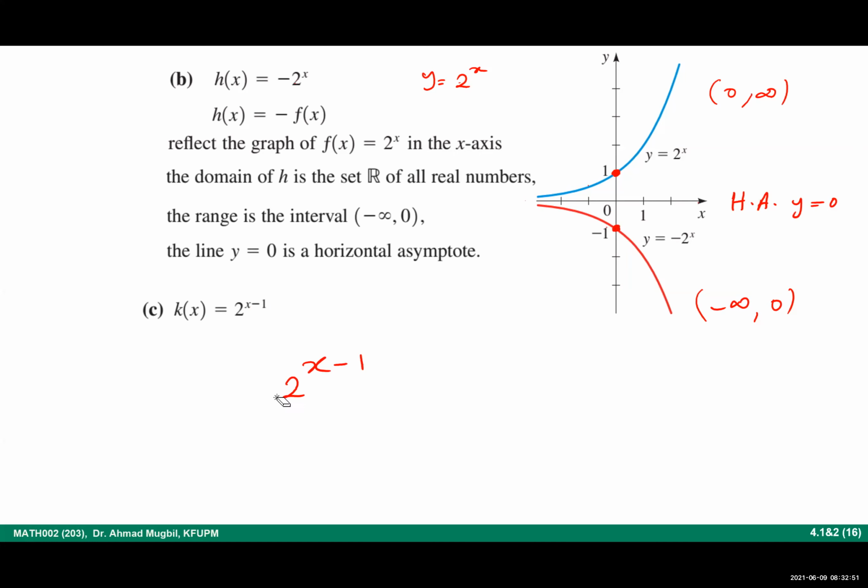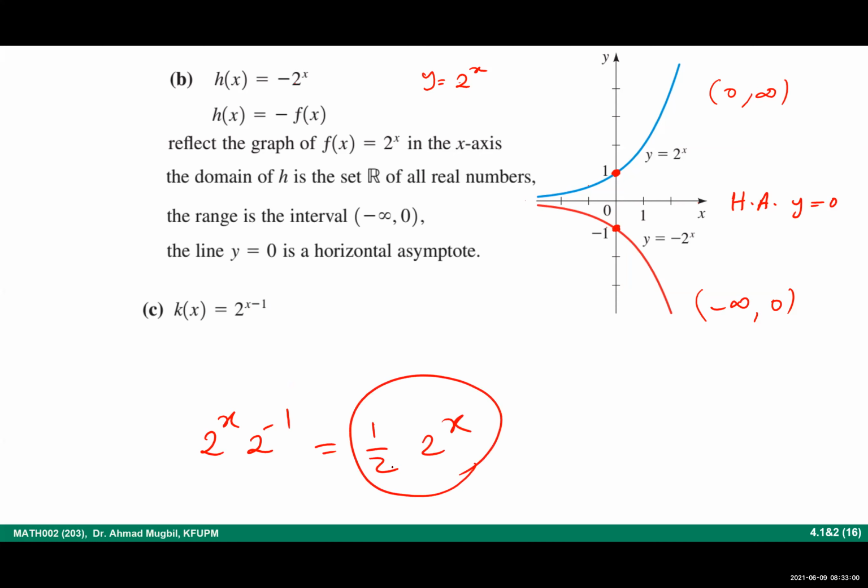You are right. Also, there is another way, by the way. You can consider it like this: a half times 2 to the power x. So it looks like shrinking. It looks like you multiply this by a half, so it will be vertically shrunk. Okay, so you can look at it in two different ways.